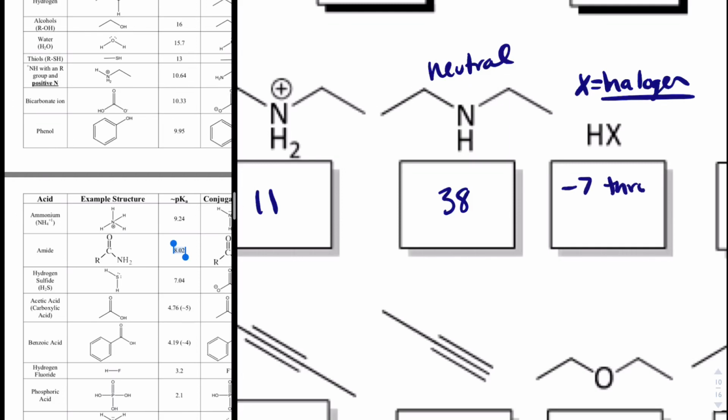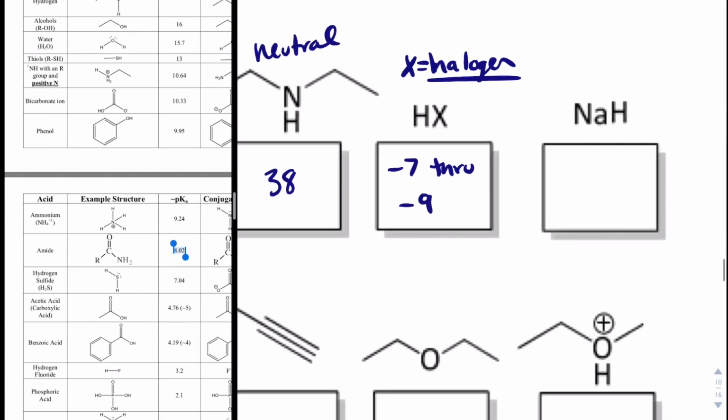Here, this would be about 11. Okay, here, this one would be 38 because it's neutral. This one would be HX. X means halogen in chemistry. You may have known that, but so this could be -7 through -9.